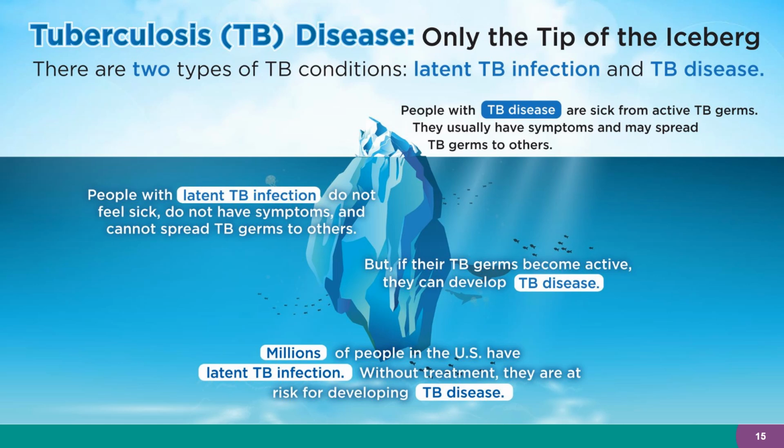However, the larger part of the iceberg that is hidden underwater represents inactive TB. Like the iceberg, inactive TB can be easily hidden because TB germs are inactive and people with inactive TB germs do not feel sick. Many people with inactive TB do not know they are infected with TB. There are up to 13 million people in the US with inactive TB. Without treatment for inactive TB, they could develop TB disease.